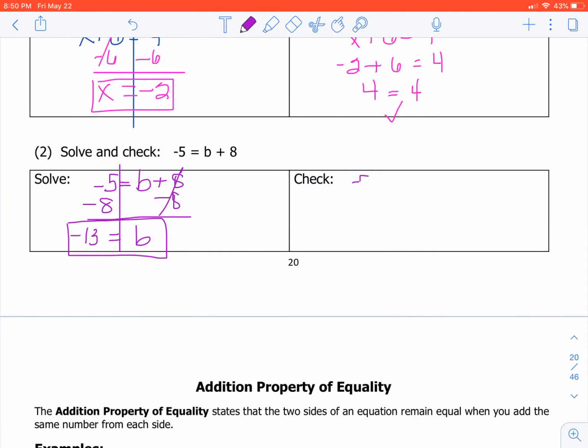All right, so let's do the check. We're going to rewrite the equation. We're going to replace the b with negative 13. So negative 13 plus 8 is negative 5, which means they do check out. It is equal to each other, which means that is our solution.